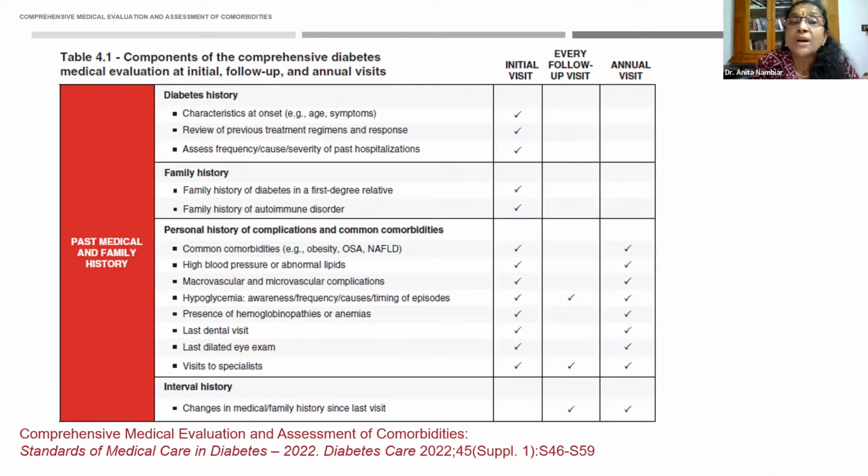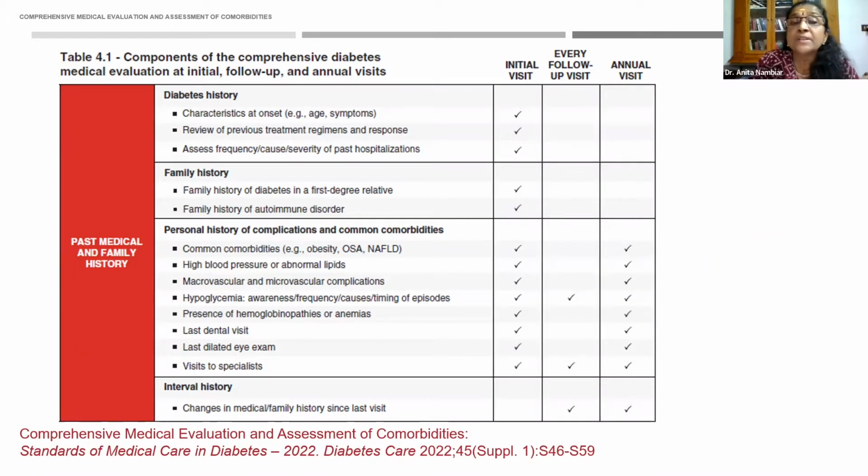And then we have to assess the frequency, cause, severity of past hospitalization. So whether he had hypoglycemic attacks in between, whether he was admitted for diabetic ketoacidosis or hyperosmolar hyperglycemic state, whether he had undergone that state, and whether he had angina, was admitted for any cerebrovascular cardiac problem or retinopathy, neuropathy, or any problem for which he needed hospitalization.